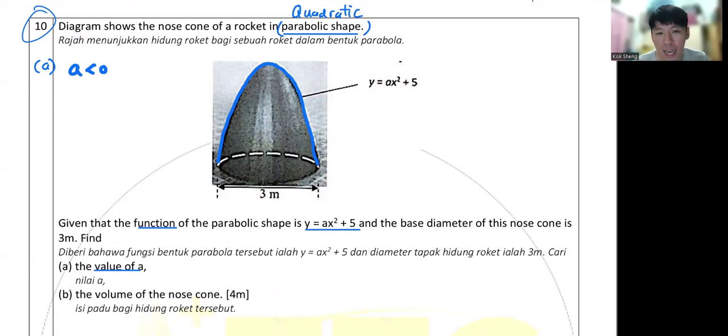So how do we find the a value here? Because they give you the picture, not a graph, there is no x-axis, no y-axis. We need to add on both axes ourselves. How to add on? We see the equation given to you. First thing, you know this is a sad face. Next thing, this plus 5 is your y-intercept.